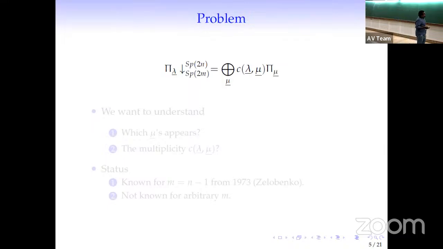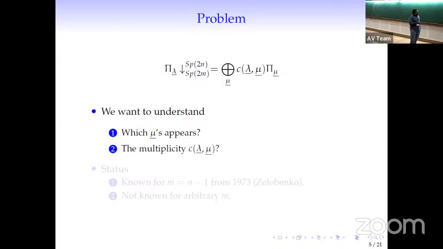What is the problem? I take an irreducible representation pi_lambda, where G is Sp_{2n} and H is Sp_{2m}, and I want to restrict it and know which mu appears. These are the two things we want to understand. Which mu appears means that c(lambda, mu) should be non-zero. That means mu is appearing. And if it is non-zero, then the next question is, what is the multiplicity, like what is the cardinality of this c(lambda, mu)?